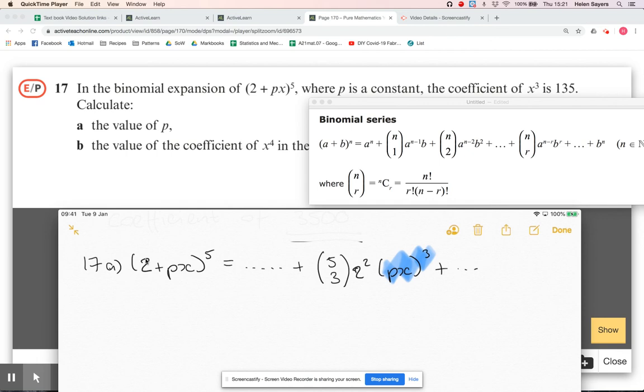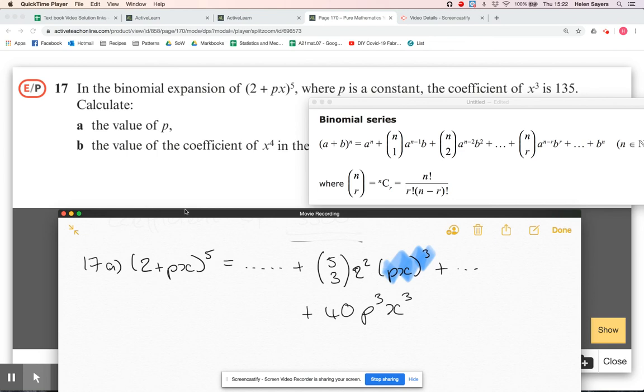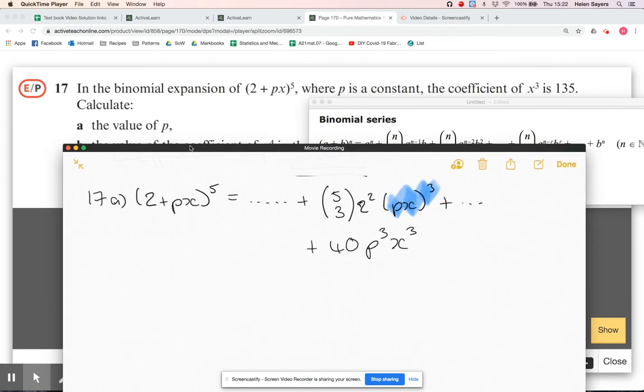So it's going to be 5 choose 3, which is 10, times 2 squared, so times 4, so that's going to be 40. And then if I lose the brackets, it's p cubed x cubed, and they'll be quite harsh on that. If you don't have the p cubed there, they're not going to give you marks for getting close. So the coefficient of x cubed is 40p cubed. They tell me that the coefficient of x cubed equals 135. Make sure you write that without the x cubed in. So p cubed is 135 over 40.